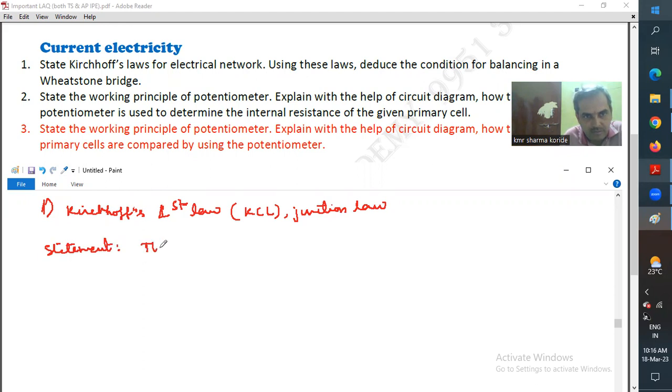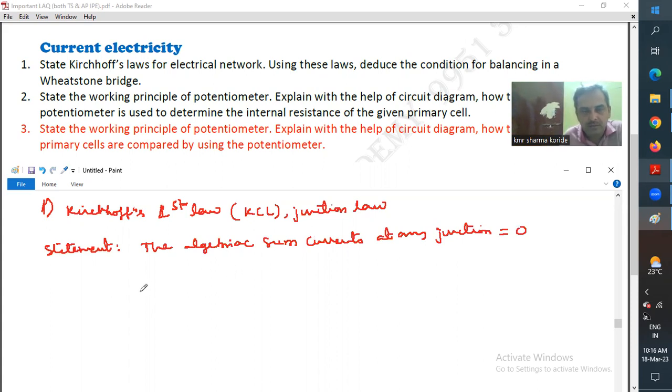The algebraic sum of currents at any junction is equal to 0. In another way also you can give, algebraic sum of the currents at any junction is equal to 0. Mathematically what you can write is, sum over i equal to 1 to n of I_i is equal to 0. So you can give another statement also.